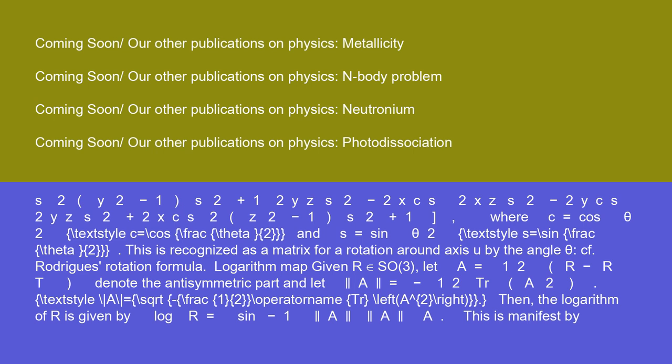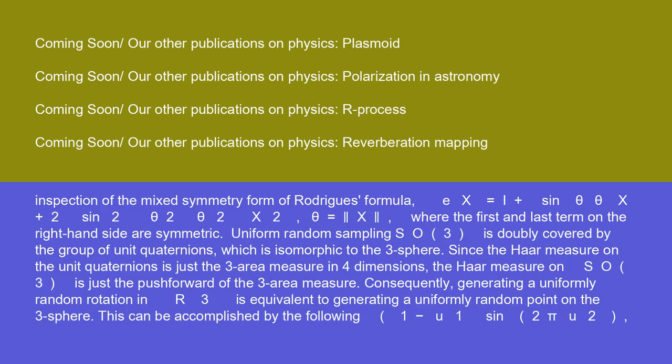Cf. the Rodrigues rotation formula. Logarithm map: given R in SO(3), let A = ½(R − R^T) denote the antisymmetric part, and let a = −½ tr(A²)^{1/2}. Then the logarithm of R is given by log R = sin⁻¹(a) A/a. This is manifest by inspection of the mixed symmetry form of the Rodrigues formula, e^{θ[u]×} = I + sin θ [u]× + 2 sin²(θ/2) [u]×², where the first and last terms on the right-hand side are symmetric.